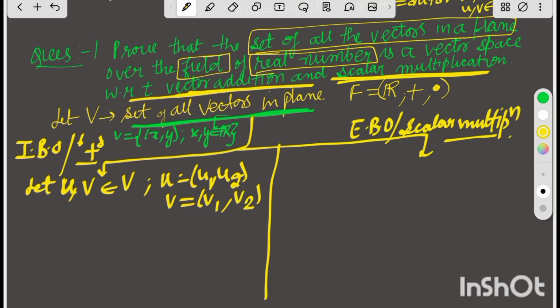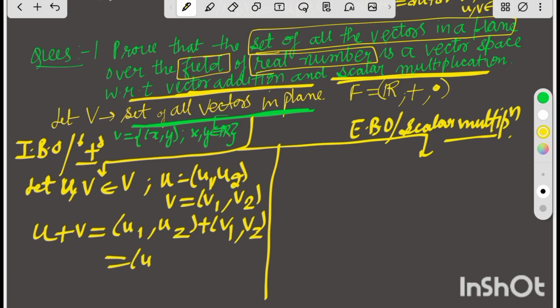How is the vector addition defined? When we add u plus v, they are added component-wise. That is, (u1, u2) plus (v1, v2) is equal to (u1 plus v1, u2 plus v2).